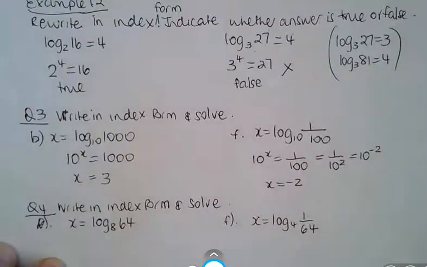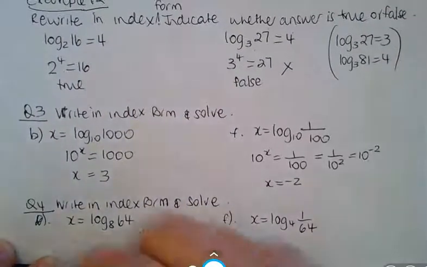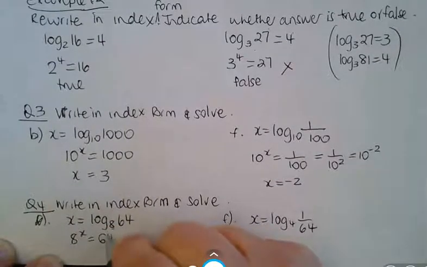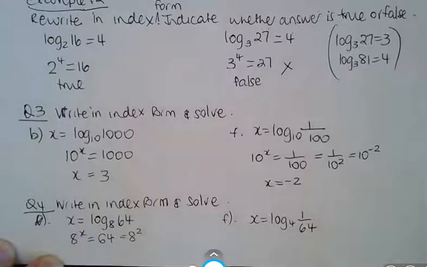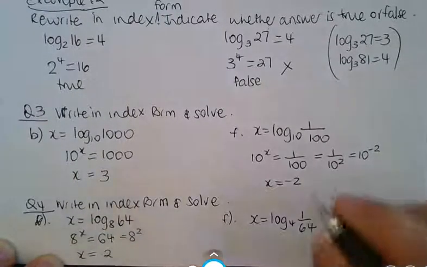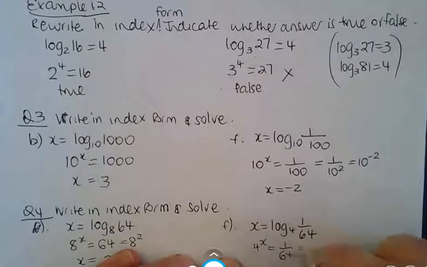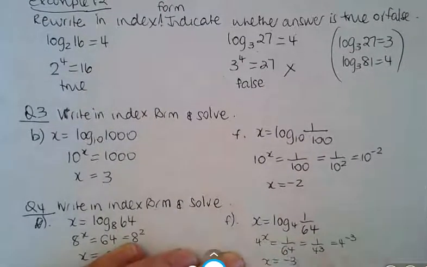Which one's the base? Sorry, 8. So we write 8 to the power of x is 64, which happens to be 8 squared. You can write it like that. Are we good? x is 2. Keep going. x is 1 over 64, which is 1 over 4 cubed, which is 4 to the negative 3. So x is negative 3.